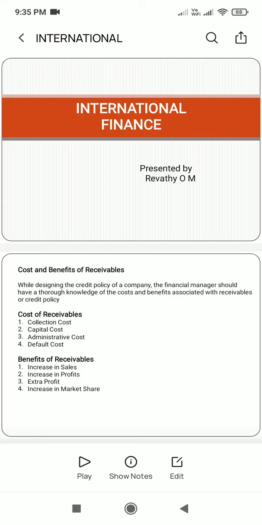Hello friends, today we are going to discuss the topic cost and benefit of receivables. While designing the credit policy of a company, the financial manager should have a thorough knowledge of the cost and benefits associated with receivables on credit policy.